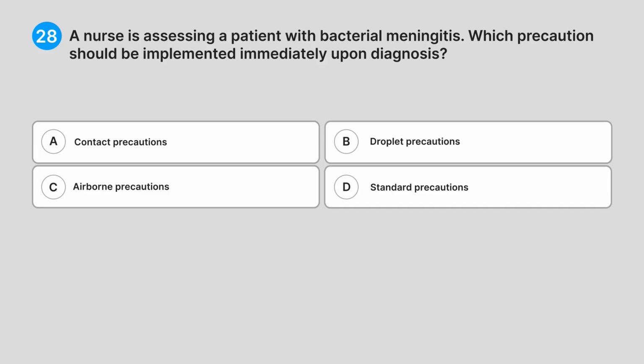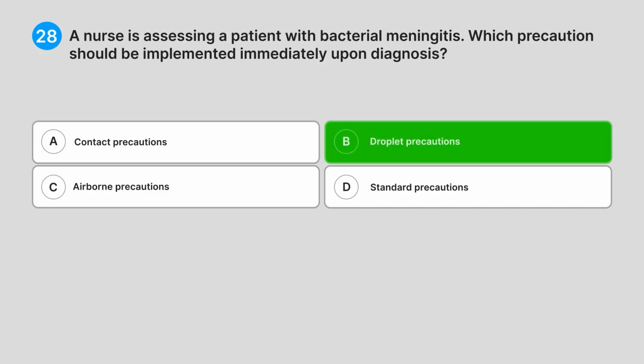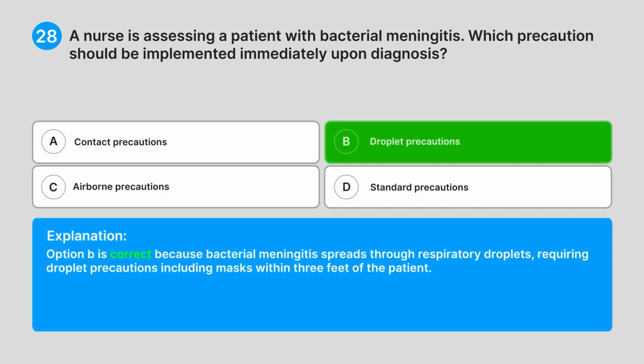Correct answer, B. Droplet precautions. Explanation. Option B is correct because bacterial meningitis spreads through respiratory droplets, requiring droplet precautions including masks within 3 feet of the patient.